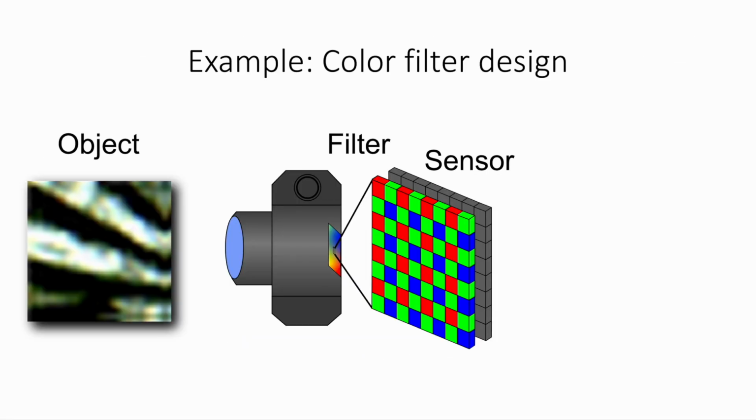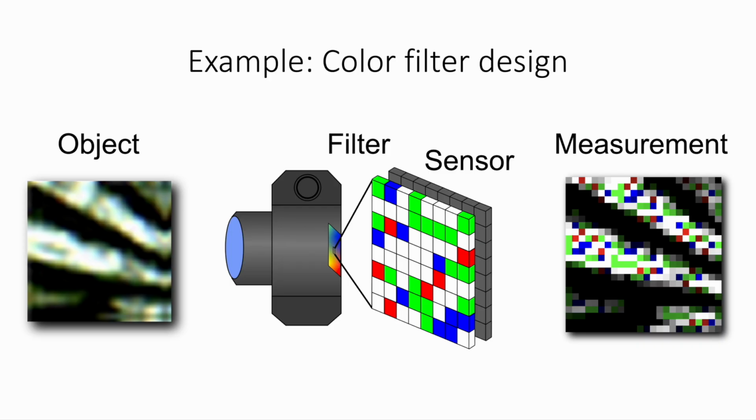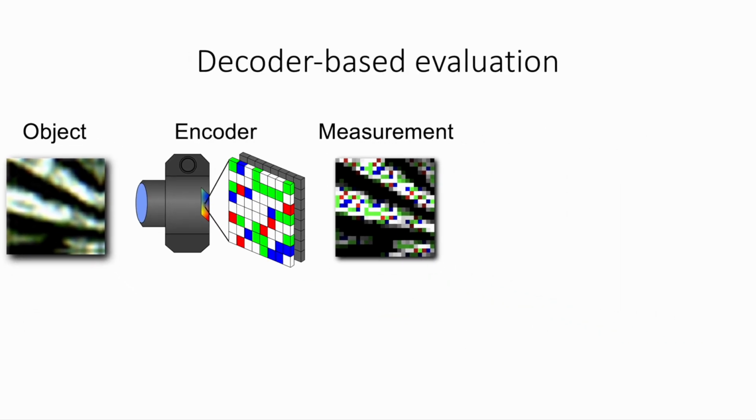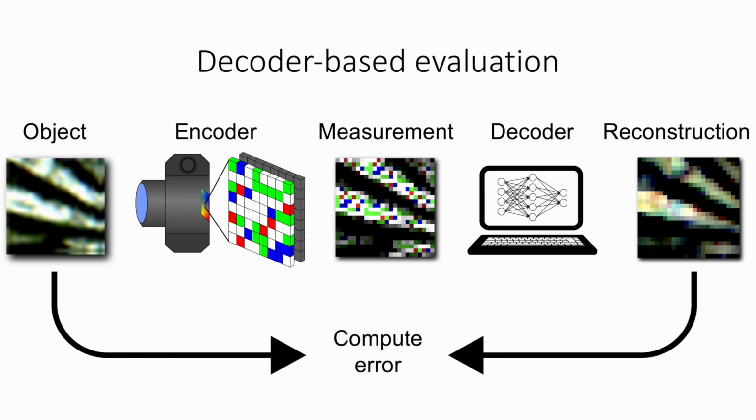Here's a concrete example. Cameras use filters to capture different colors at different pixel locations. The conventional design is the Bayer pattern shown here. However, many alternative designs are also possible. Since each pixel measures only one color, raw measurements must be processed to reconstruct full color images. The filter can then be evaluated by comparing these reconstructions to a known ground truth.